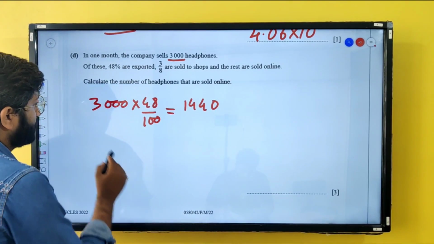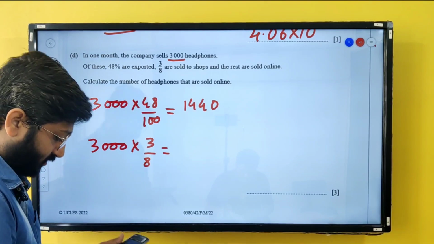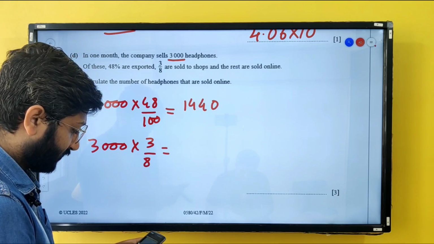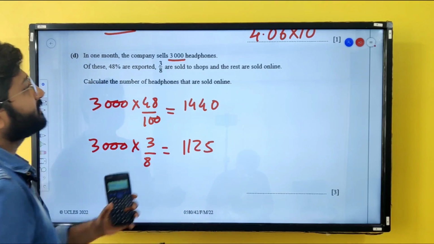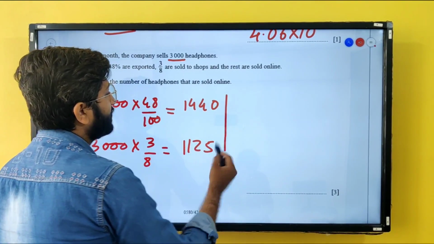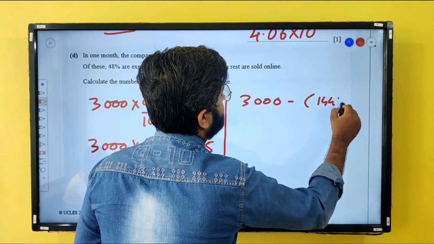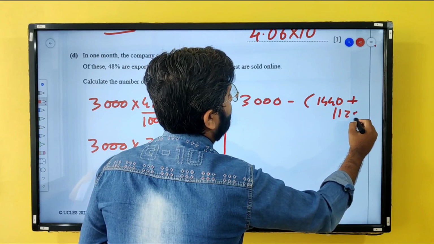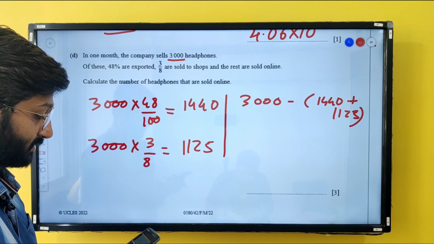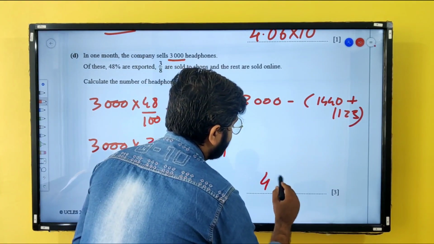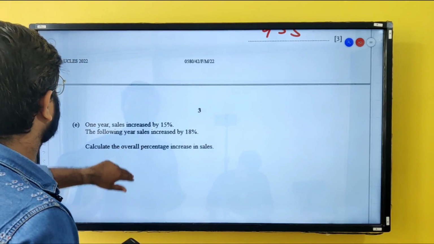3/8 are sold to shops. So 3/8 of 3,000, which is 1125. Now this much are sold to shops and the rest are sold online. So the remaining is 3,000 minus 1440 plus 1125. So plus 1440, minus 3,000. So 535 are sold online. Next question.